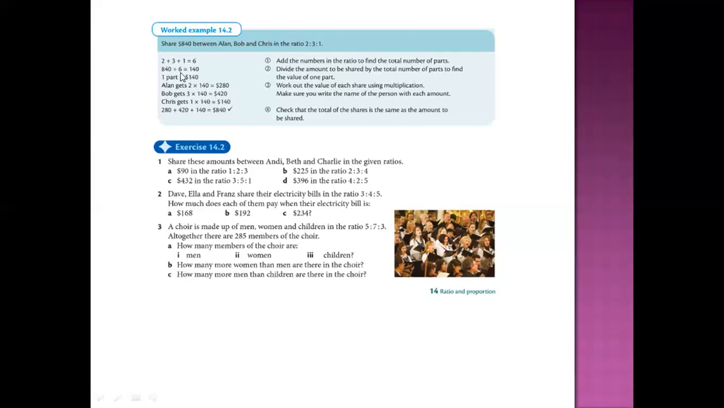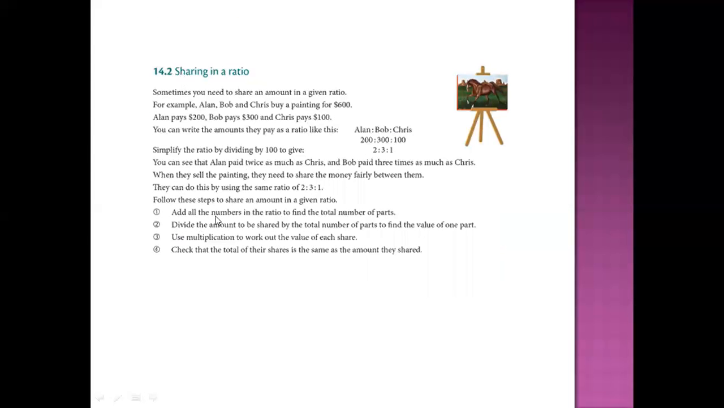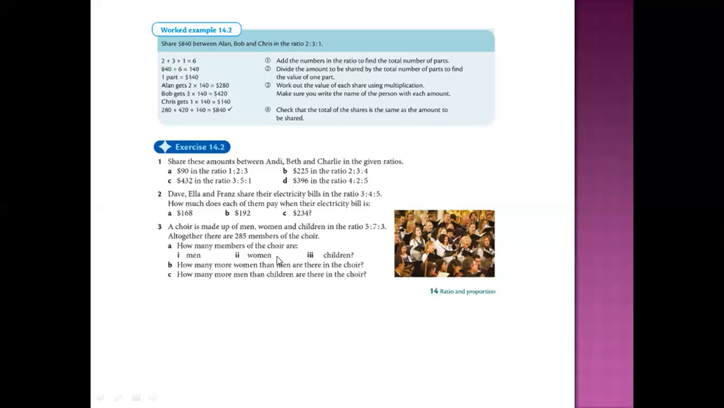So what were the steps? Add all the numbers in the ratio to find the total number of parts. As you see here, first of all, we should add all the numbers of the ratio. 2 plus 3 plus 1 is equal to 6. Where's my pen? Okay, I'll try to write. Okay, follow my pen.